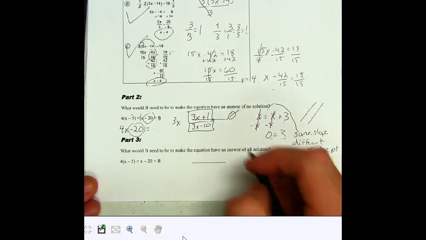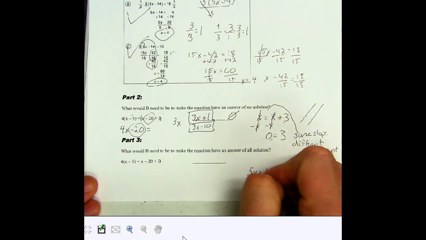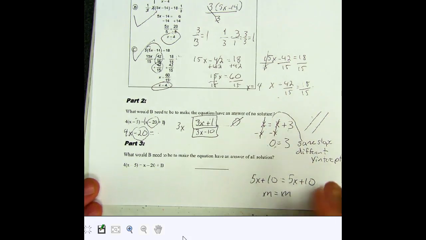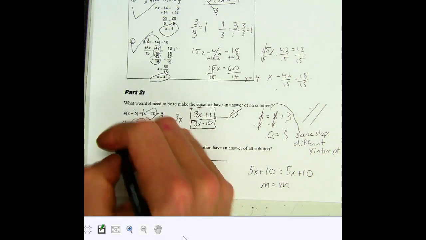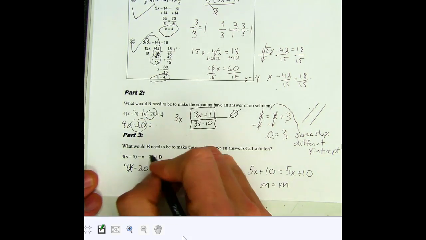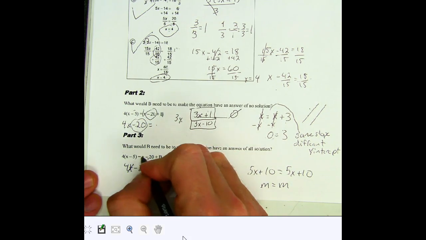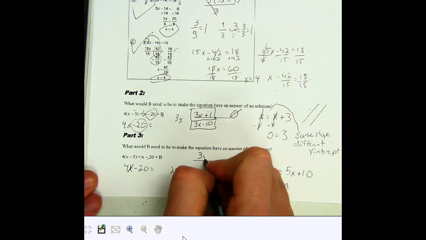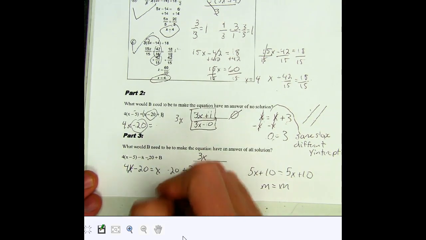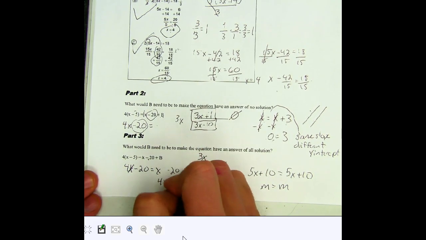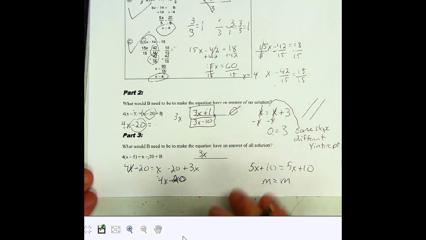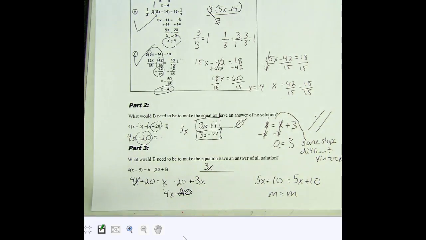Now, all solutions means the exact same thing. So I have 5x plus 10. The other side needs to be 5x plus 10. If I have m equals m, that's all solutions. So let's distribute here: 4x minus 20. I already have the minus 20. So what do I need to add to this x? This is 1x, so I would just have 3x. If I did this out, x plus 3x, because they're on the same side, is 4x minus 20. And guess what? This is the same as that. So hopefully you now have a better understanding of the corrections to this quiz. All right.